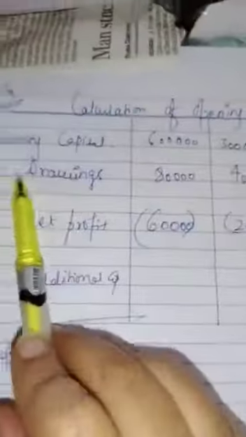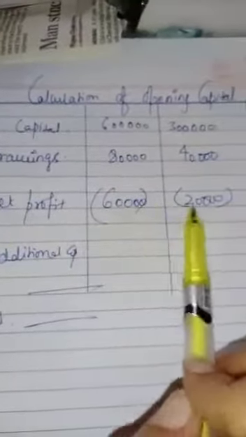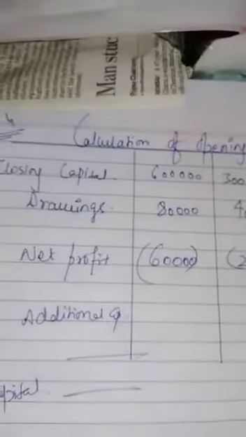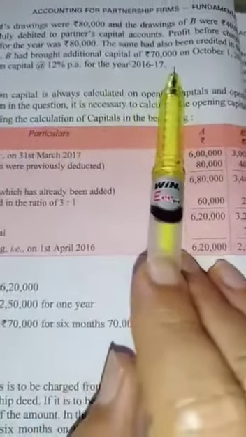Till now what we have done: closing capital at the end of the year was given, drawings were given, and net profit we have divided in their ratio 3:1. And the same had also been credited to their capital accounts in the profit sharing ratio. B had brought additional capital of 70,000 on 1st October 2016. On 1st October he invested 70,000. Interest on capital is 12%. A has not invested additional capital. B has invested 70,000 on 1st October. You should remember 1st October.